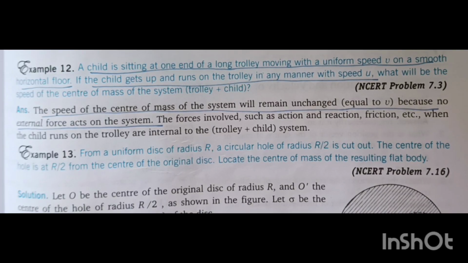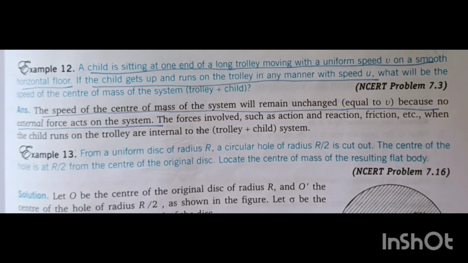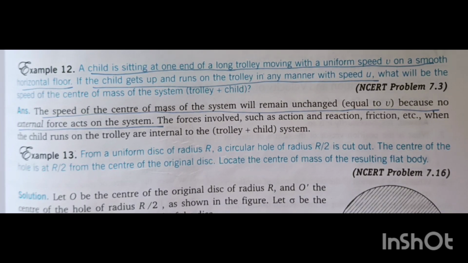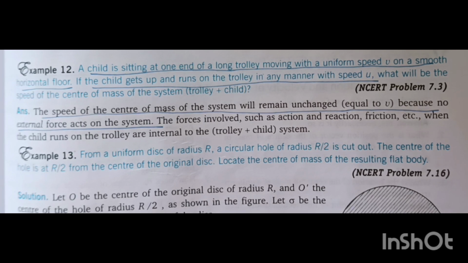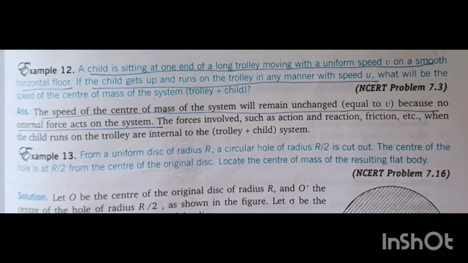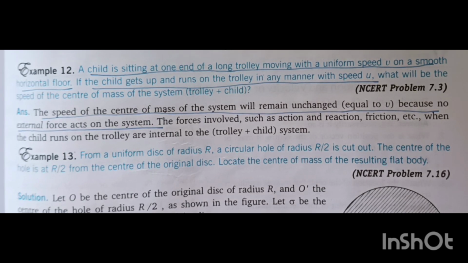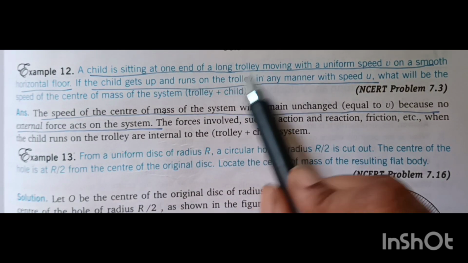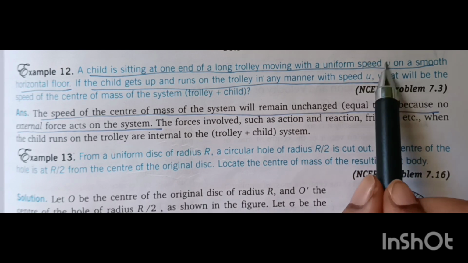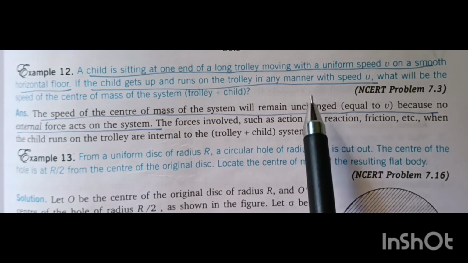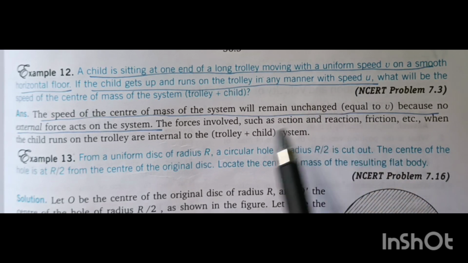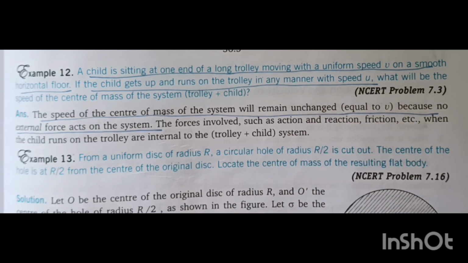A child is sitting at one end of a long trolley moving with a uniform speed v on a smooth horizontal floor. If the child gets up and runs on the trolley in any manner with speed u, what will be the speed of the center of mass of the system, trolley plus child? There is a long trolley moving with a speed v, and a child in it, and the child moves with speed u in any direction. What is the speed of the center of mass?